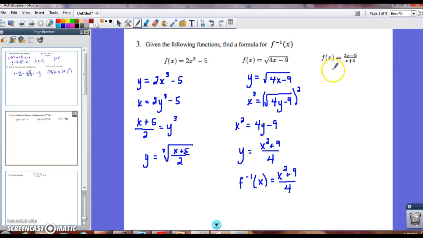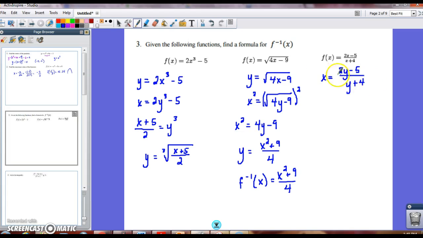This one probably looks to be a little bit trickier, and all of a sudden when people do problems like this, they forget their basic algebra skills. It's really all you need to solve this, right? If I set that equal to y and then switch my x's and y's, I end up with x is equal to 2y minus 5 over y plus 4. And so now I need to solve this for y.